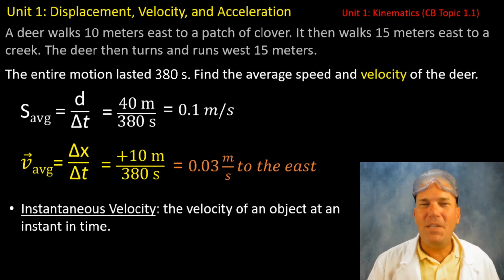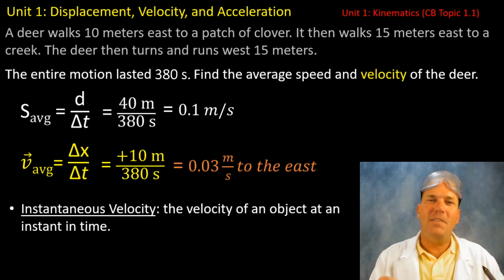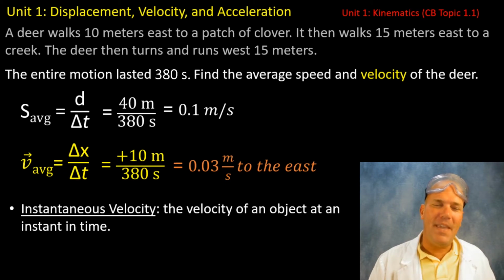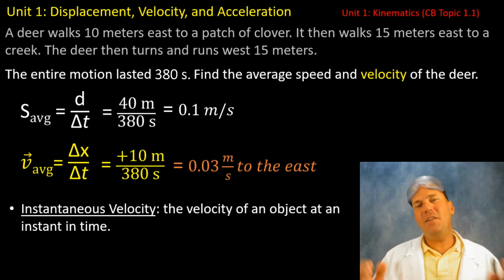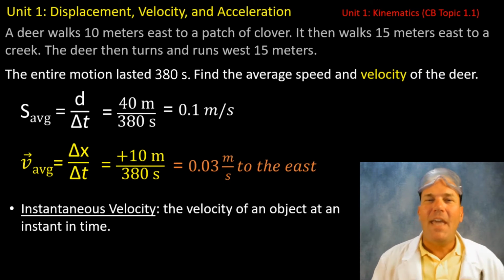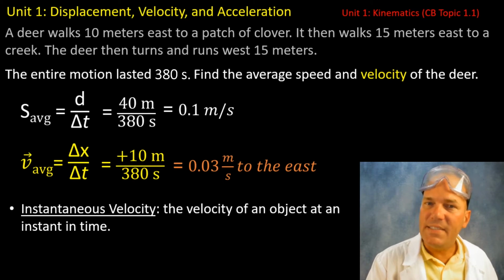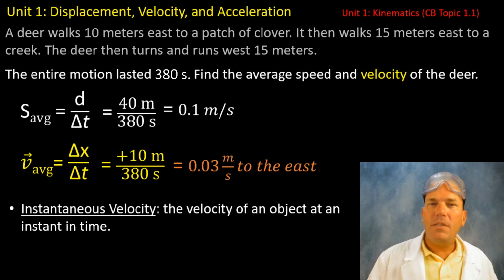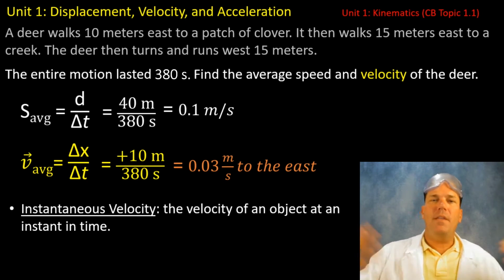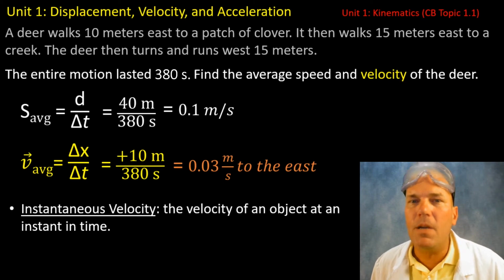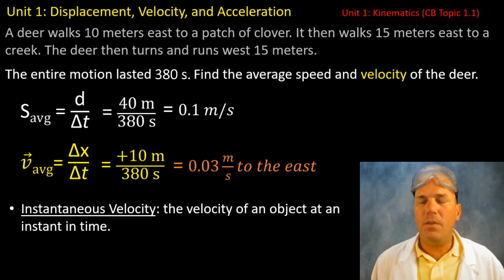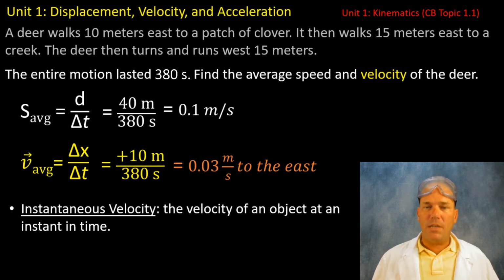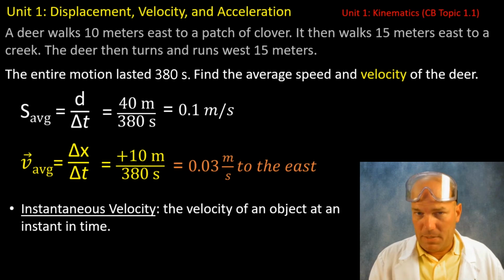Now, I want to distinguish the term average velocity and speed with instantaneous velocity and speed. Instantaneous is referring to the velocity or speed of that object at a given moment or instant in time. So let's say I'm driving down the road, I'm going 35 miles an hour, and then I stop, and then I accelerate, and I'm going 50 miles per hour. And my friend says, "Hey, how fast are you going?" I look down, and at that instant, my speedometer says 48 miles per hour. That's my speed at that moment.